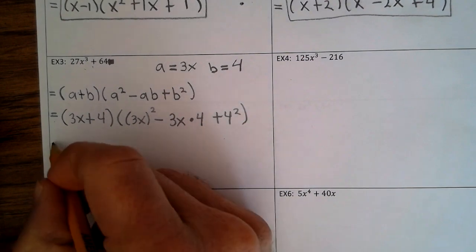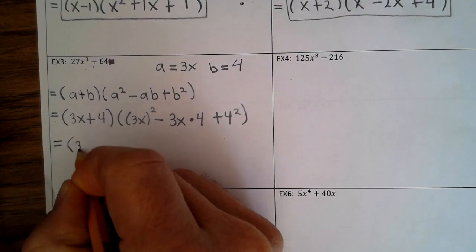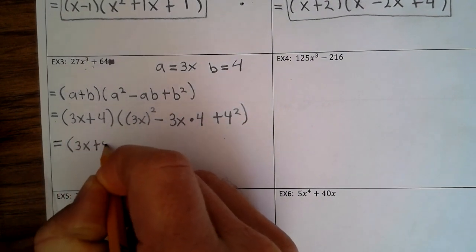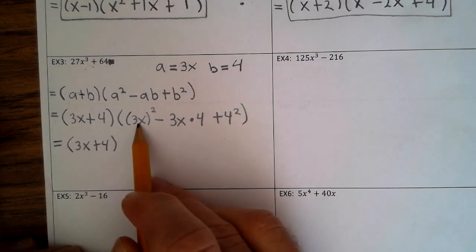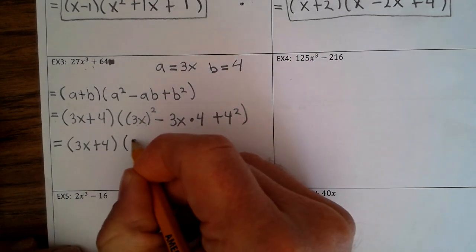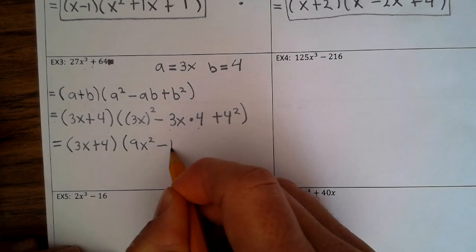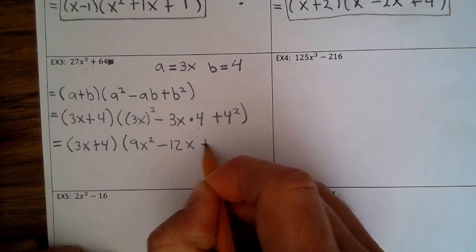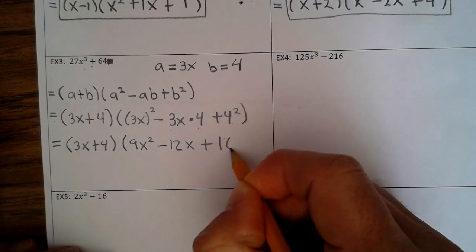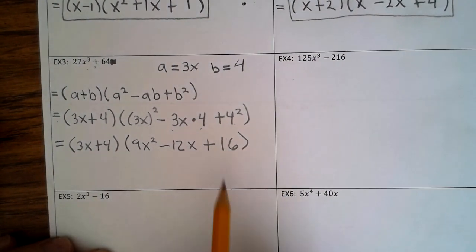Okay? So then that equals 3x plus 4, parentheses, well, 3 squared is 9, x squared is x squared, so that's 9x squared. Negative 3 times 4 is negative 12x, plus 4 squared is 16, and then we're done.